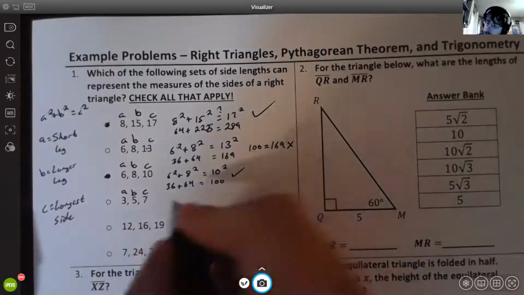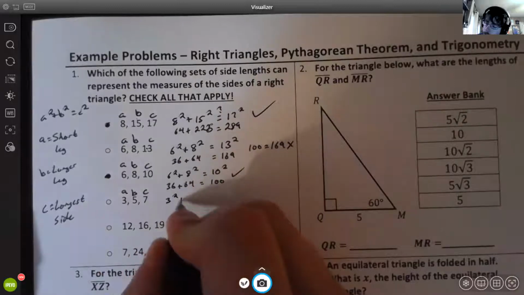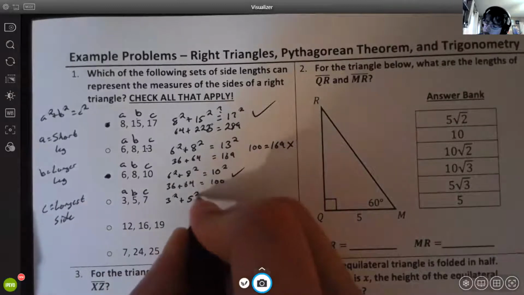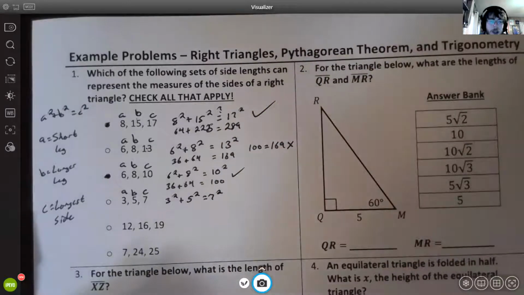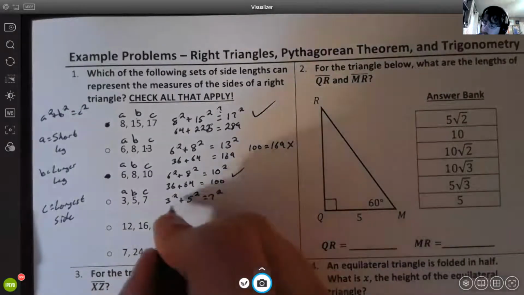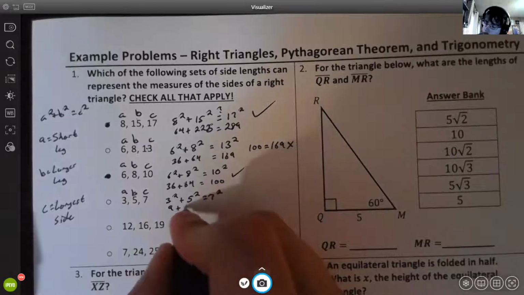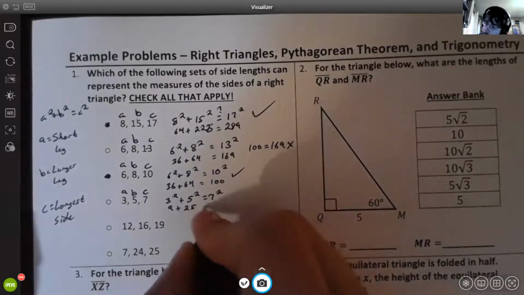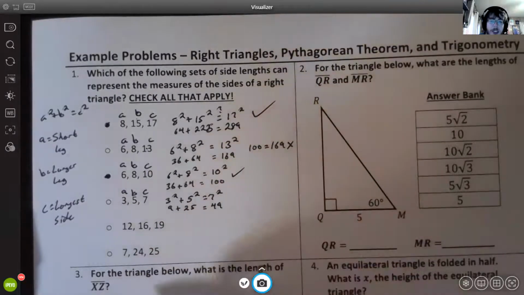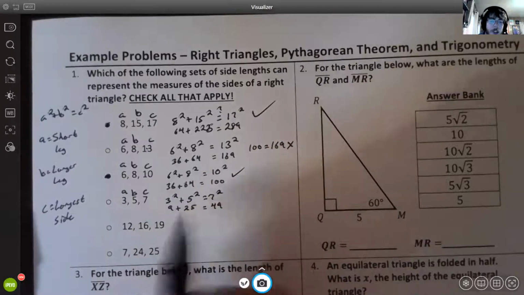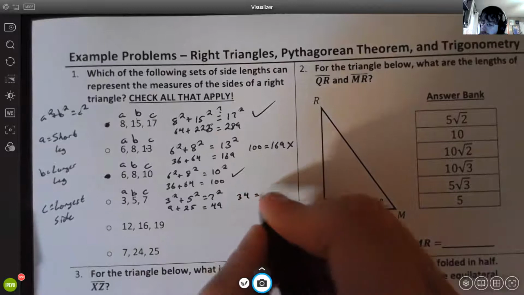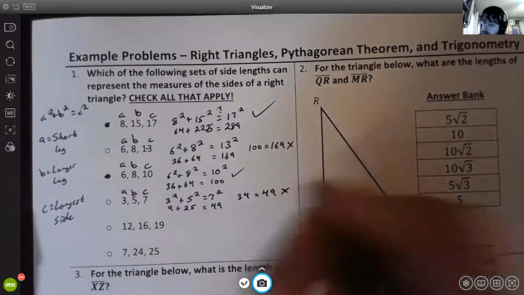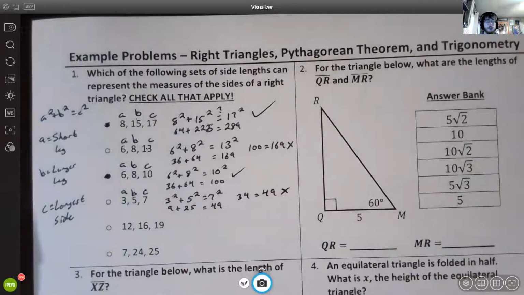So A squared would be 3 squared, B squared is 5 squared, and we're going to see if that's equal to 7 squared. So 3 squared is 9, 5 squared is 25, and 7 squared is 49. If we add 9 and 25, we get 34, which is not equal to 49. So 3, 5, 7 does not form a right triangle.